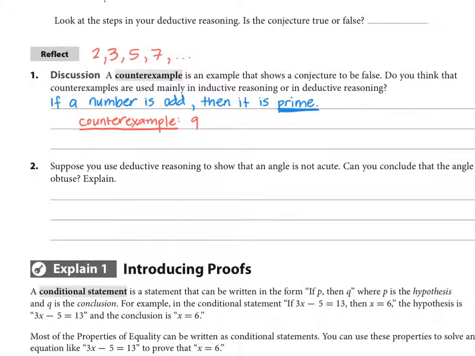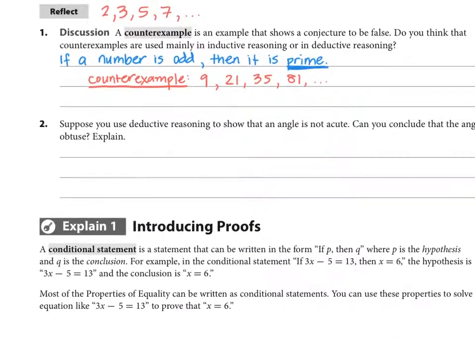You could provide more counterexamples, although just coming up with one is enough to say that this statement isn't true. But something like 21 would work, or something like 35 or 81. There's a bunch of them in this case. For some statements, there will only be one possible counterexample, and you'll see that in your assignment. For this statement, there's a bunch of them.